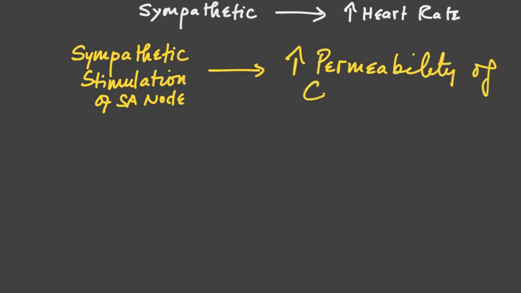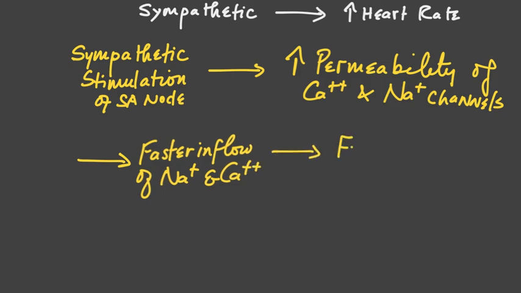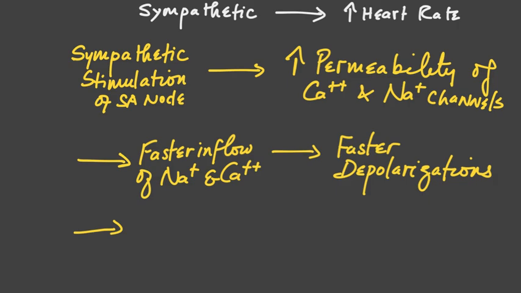So the permeability, meaning the calcium and sodium channels, open more, and so this increases the movement of sodium and calcium. Therefore, there is fast inflow of calcium and sodium. Even though sodium is normally slow, it's a little bit faster. And this increases the rate of depolarization. So there are faster depolarizations within the same time frame. So we end up with more action potentials within the same time frame.